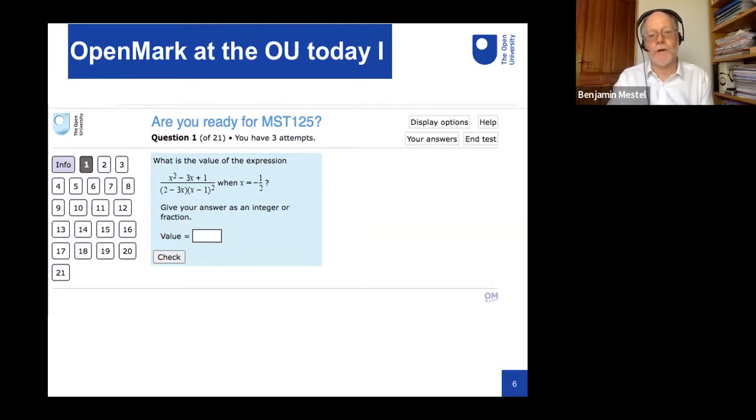And this is one for a level 1 module, MST 125, doesn't matter what it means. But the point is that you can see that this is done in OpenMark. You can see the OpenMark logo in the bottom right. And it's not very sophisticated in this particular question. You obviously just had to put in an integer or a fraction and it would give you yes or no. Actually, it would provide feedback. I'll show you a little bit of some of the feedback that was provided at that time.